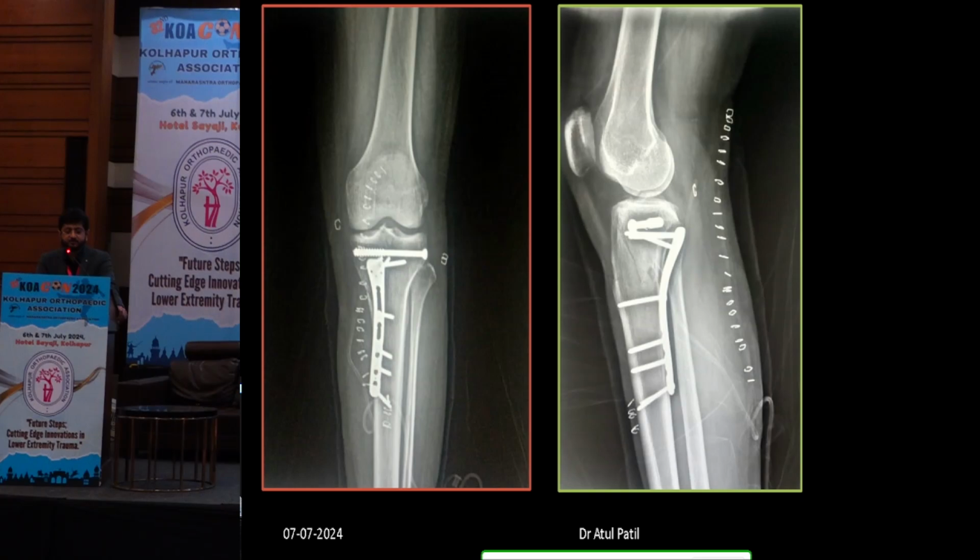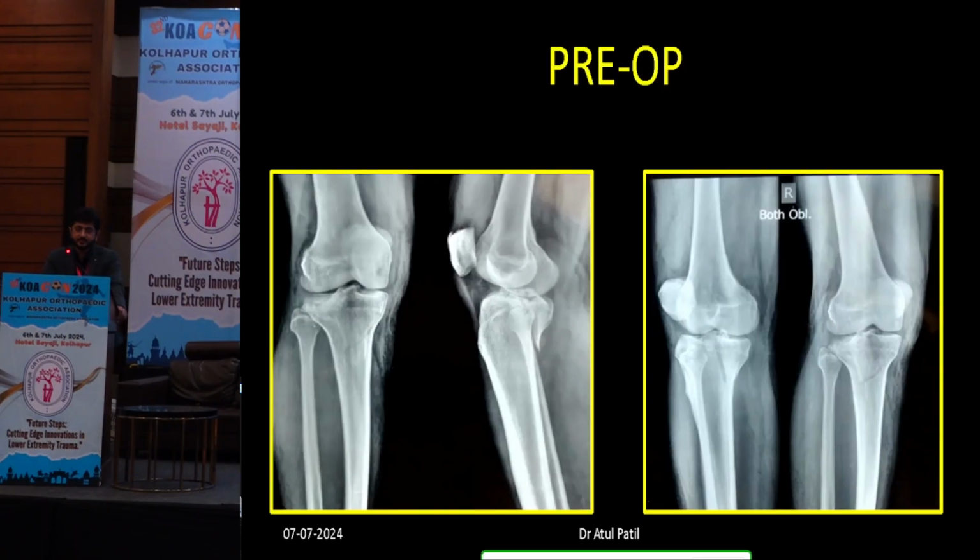So coming to a few examples: upper end tibia, posteromedial fracture, classical, needs a posteromedial buttress plate. You can have a good posteromedial buttress plate. There was some lateral fracture which was fixed with a screw.